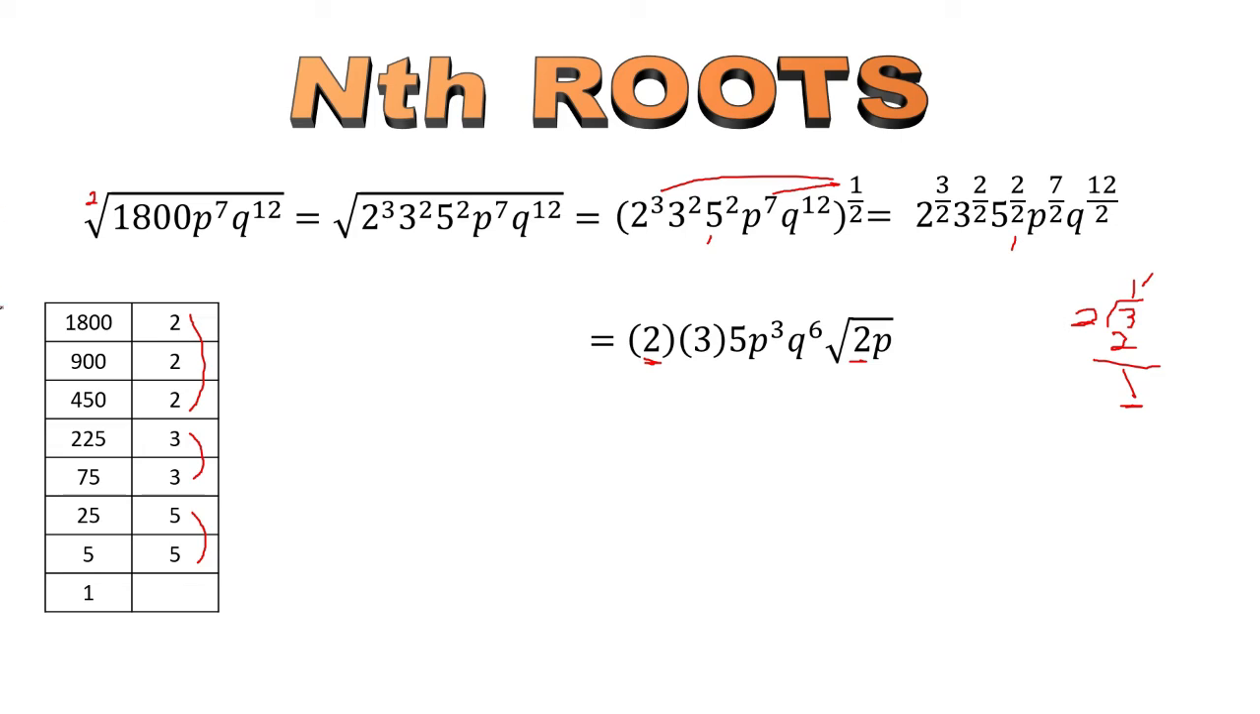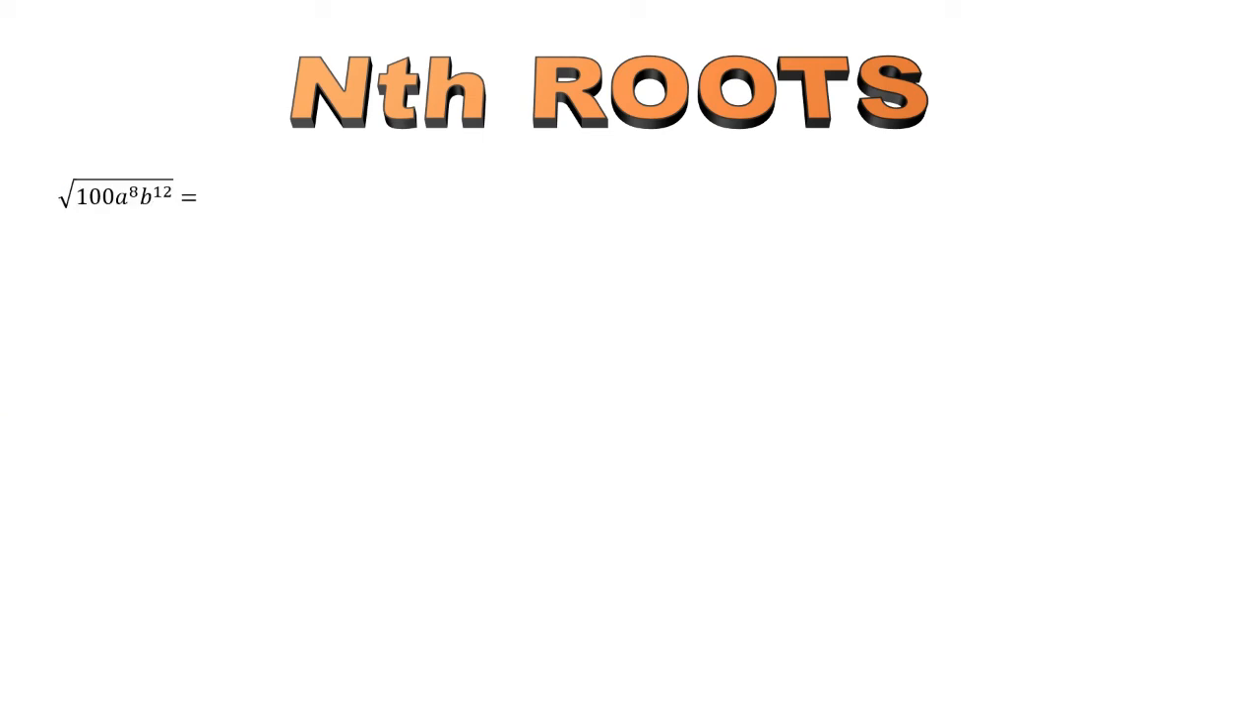In the case of P, 7 divided by 2 is 3, and the remaining is 1. Now, 3 P outside and 1 P inside. And 12 divided by 2, and finally you multiply 2 times 3 times 5, and this is the final answer. Now, how to do this exercise very fast, very fast.